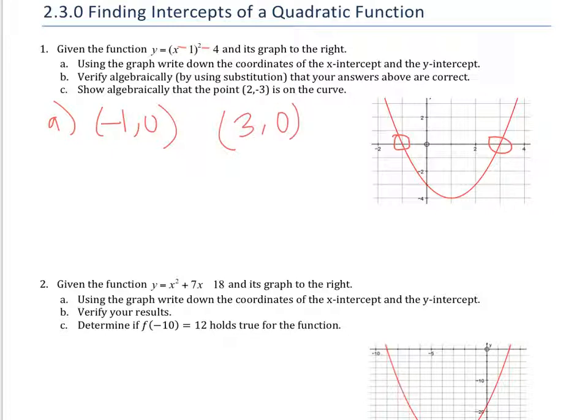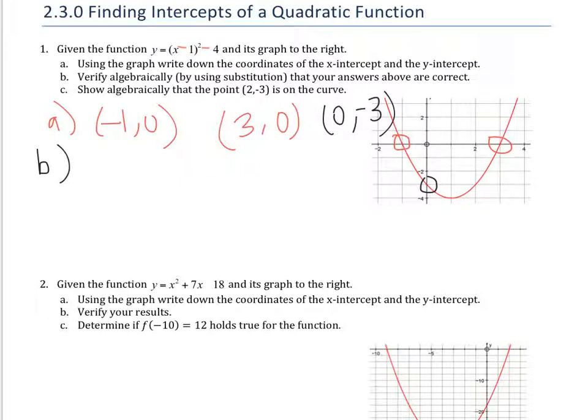And the y-intercept, I'll put that in a different color. Here's your y-intercept, and it is (0, -3). That's easy because you're just looking at the graph, right? Yes. So letter B says verify algebraically by using substitution that your answers are correct.